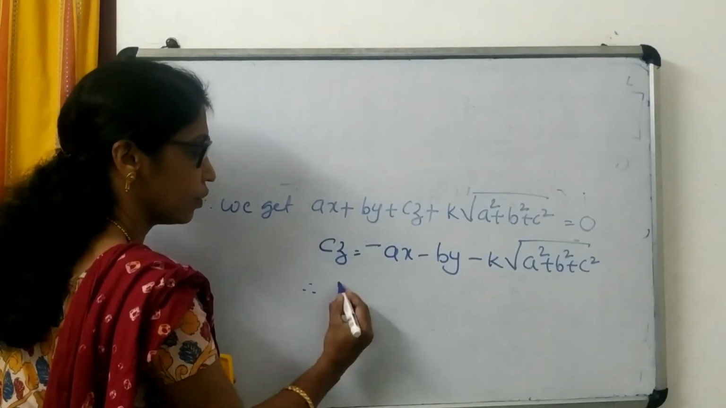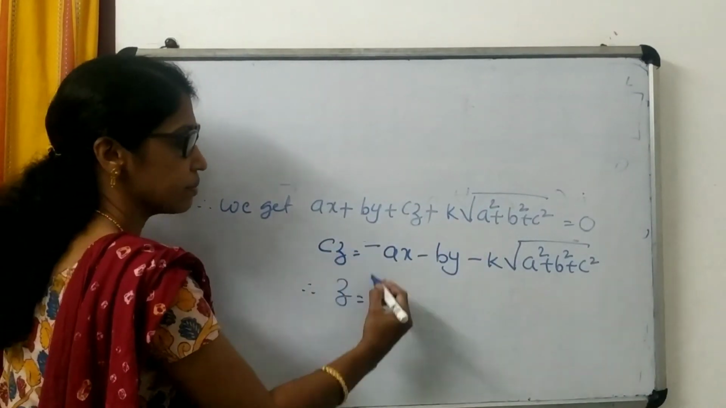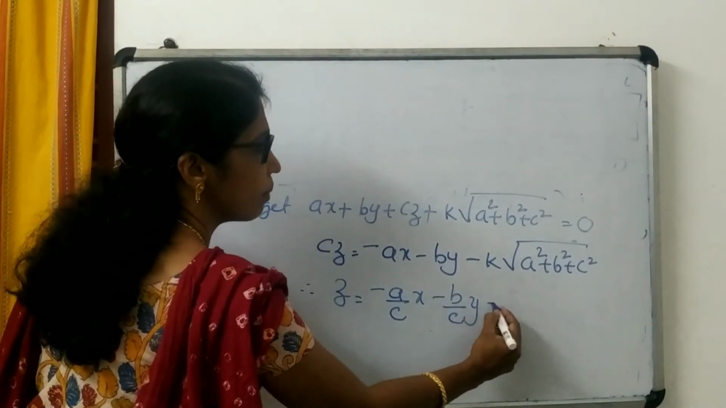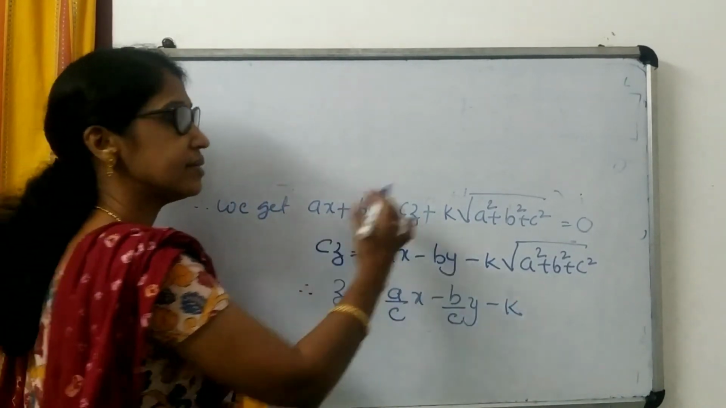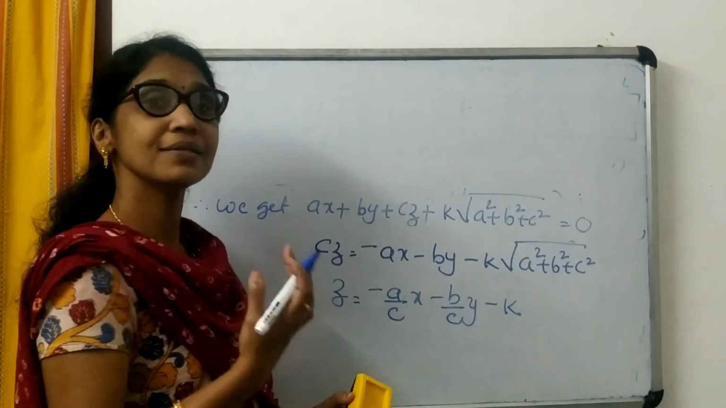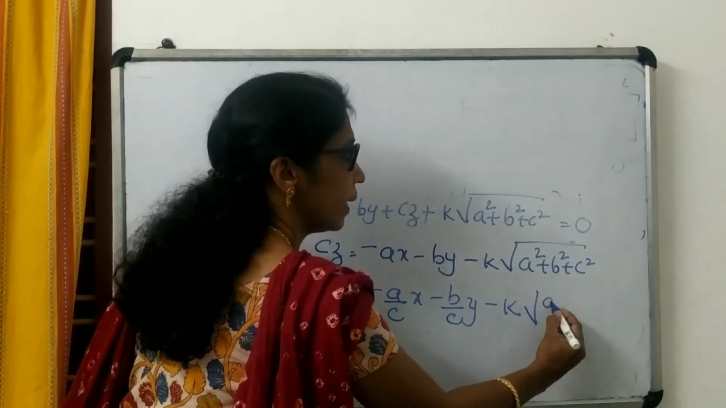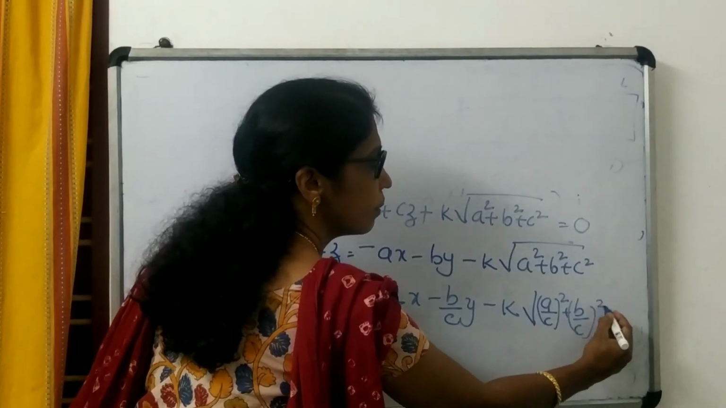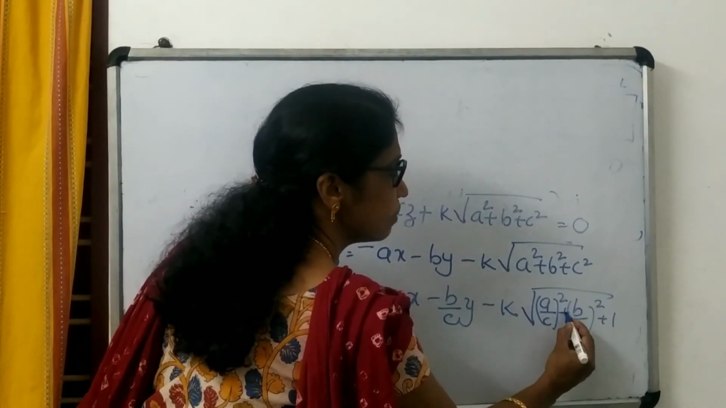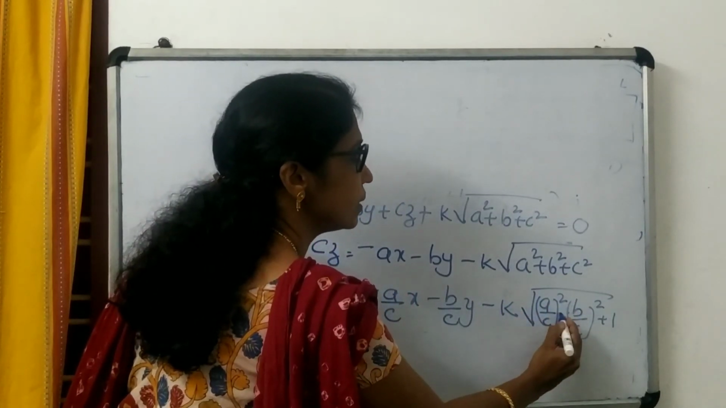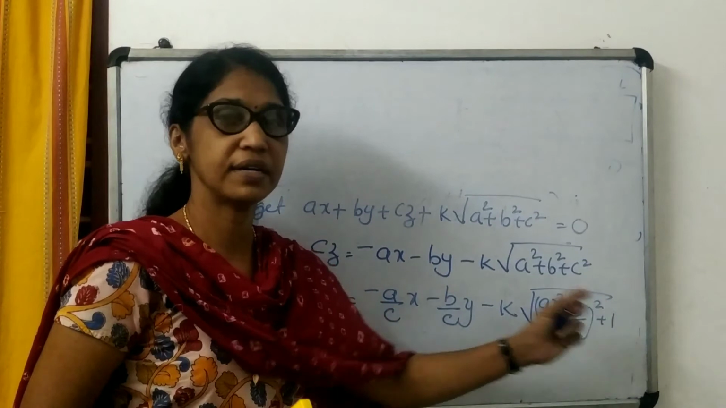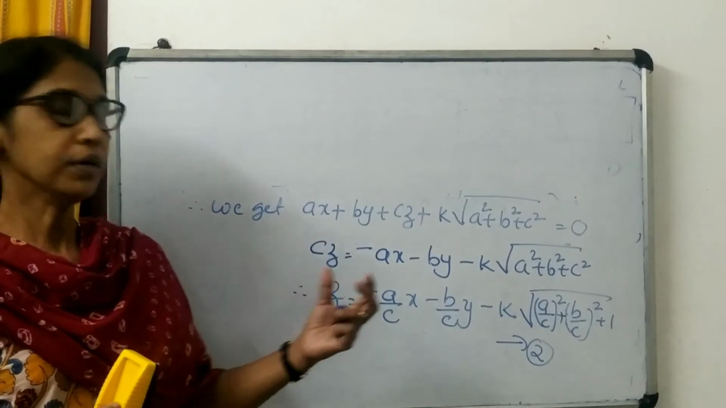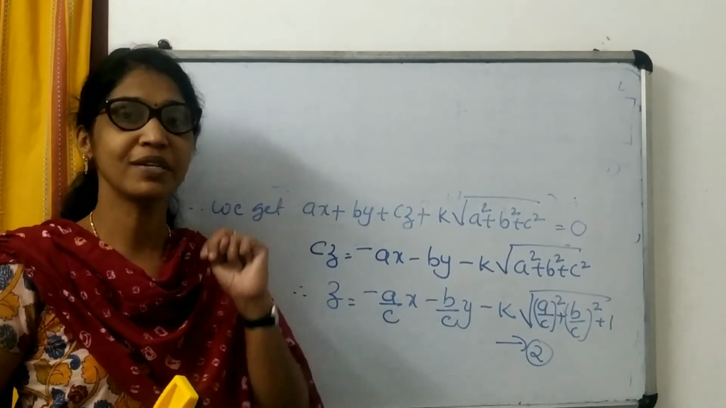So z is equal to, we divide all these terms by c, so minus a by c x minus b by c y minus k into, I am taking this c inside the root, so it becomes c square. So root of a by c the whole square plus b by c the whole square plus 1, because c by c the whole square is 1. So I am writing this 1 here. So this is equation number 2.